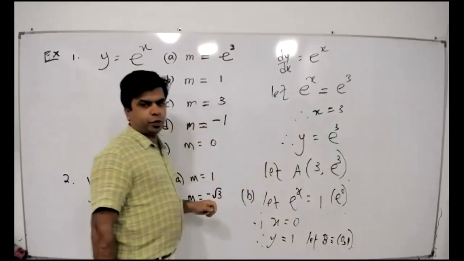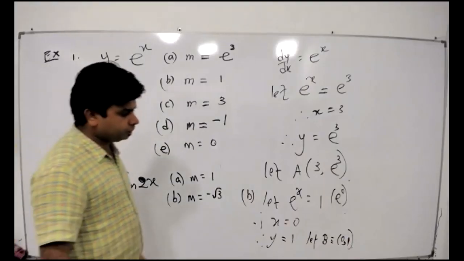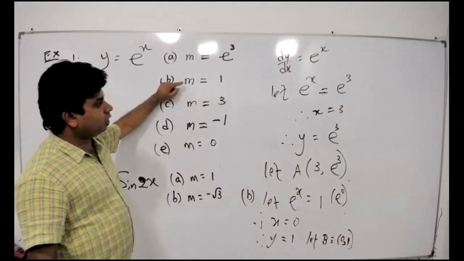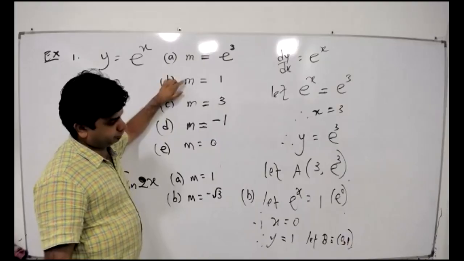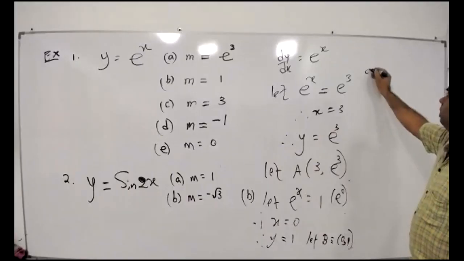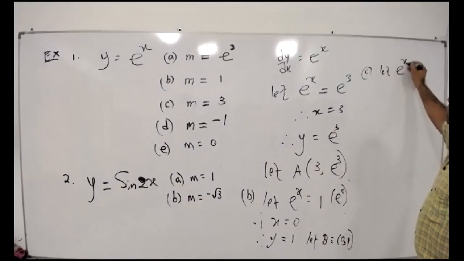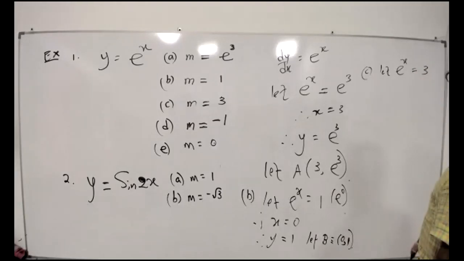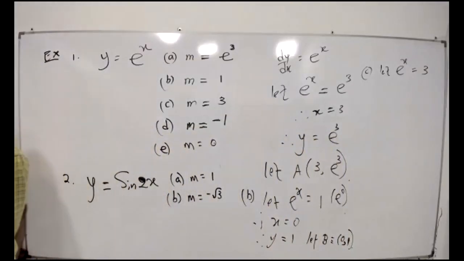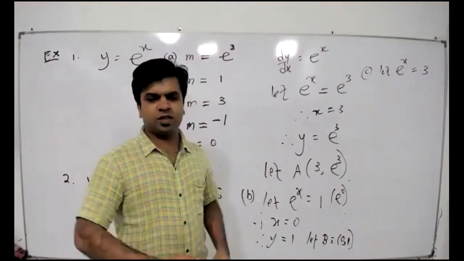Now just imagine that exponential graph, the e to the power x curve. You know that this curve passes through 0, 1. At that time, the gradient of the curve is 1, right? Then for part C, what do we do? We can equate that gradient function e to the power x to this gradient 3, right? If e to the power x equals 3, what is the x value? Please tell me, someone quickly.